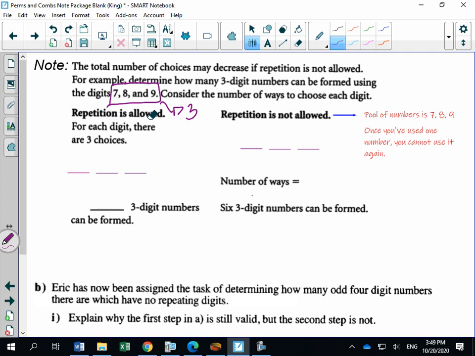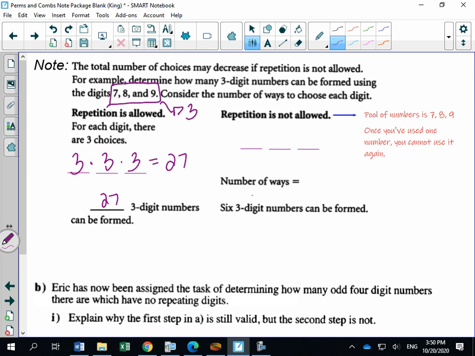What that means, if repetition is allowed, is that they want to know how many 3-digit numbers I could make from just the choices 7, 8, or 9. So repetition is allowed means that I have 3 choices available in my first stage, 3 choices available in my second stage, and 3 choices available in my third. I could use a 7, 8, or 9 here, a 7, 8, or 9 here, and a 7, 8, or 9 here. Repeats or repetition is allowed. This would give me a total of 27 three-digit numbers can be formed.